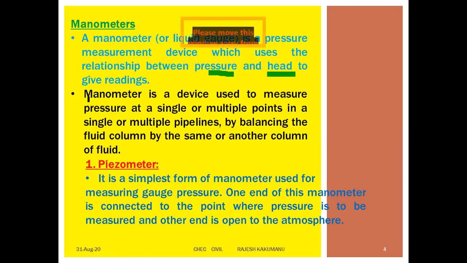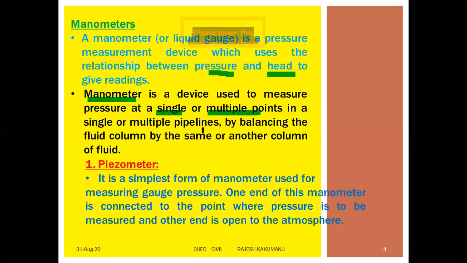A manometer, what is it? It is a device used to measure pressure at a single or multiple points. So here it can be used for measuring the pressure at a single or multiple places in single or multiple pipelines. By seeing the construction you can come to know. It is used for measuring the pressure by balancing the fluid column by the same or another fluid column. So by doing the problems, you can see how the manometer reading works.